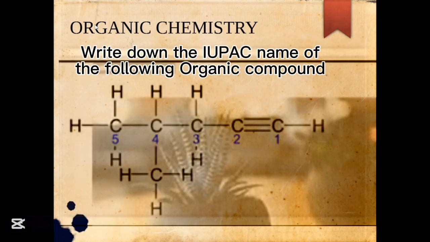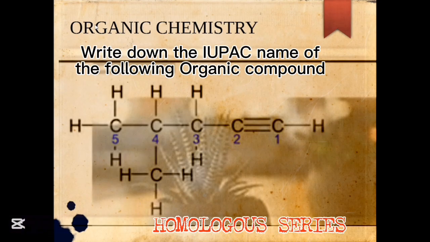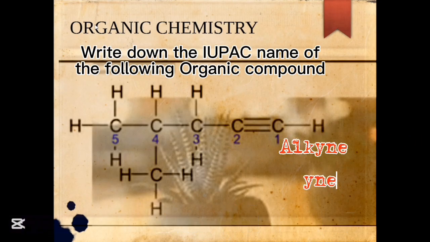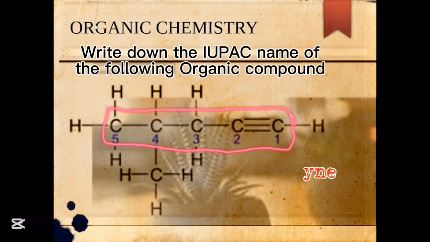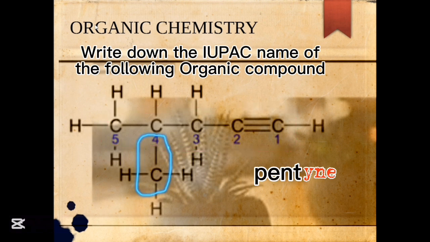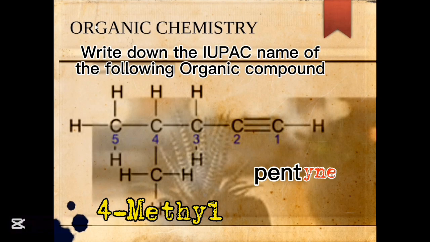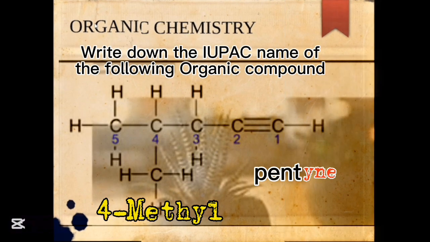In this question, we have to find the IUPAC name of this alkyne. It's an alkyne, and then we have 5 carbons, which is pent, and then we have a branch on carbon number 4, which is methyl. So the name is 4-methylpentyne.